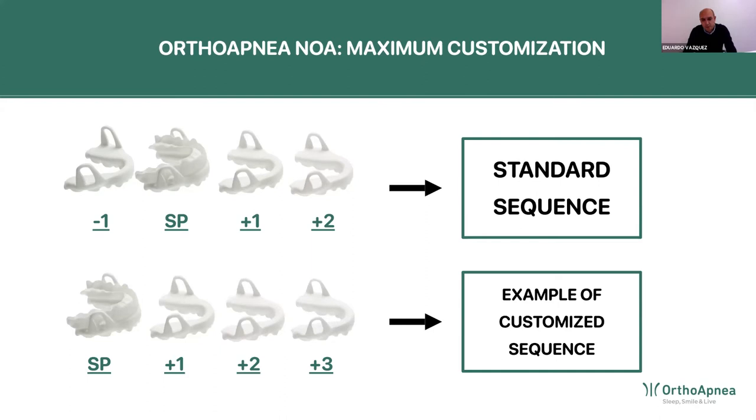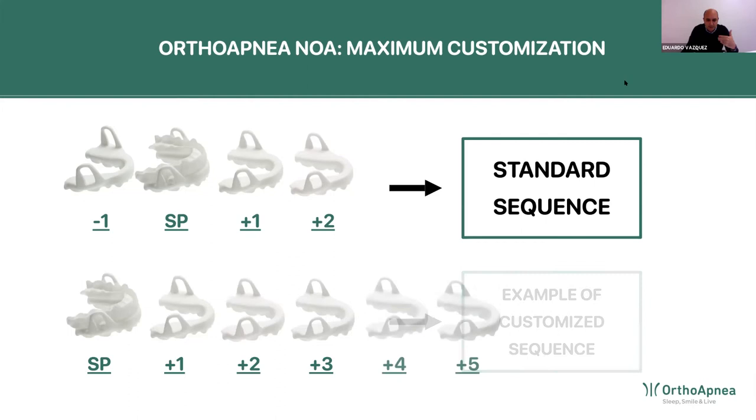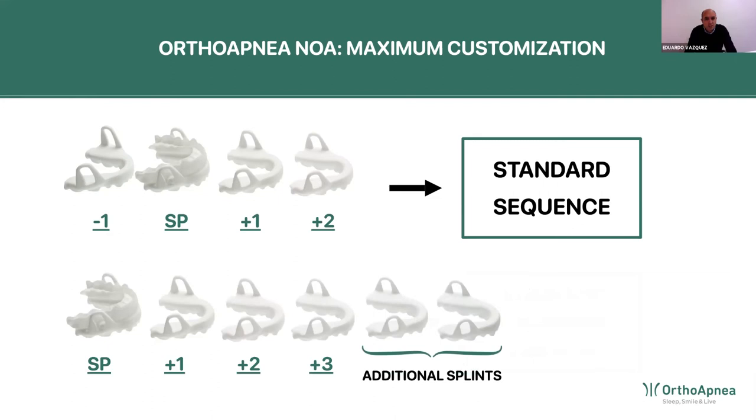You can do that also if you want. Now, if you feel that you're not going to have enough with four splints, you can also request extra splints, up to seven lower splints you can request. You can also ask initially only for the standard sequence. And for whatever reason, if you don't have enough with that and you need to add extra splints, you can order those splints one by one.